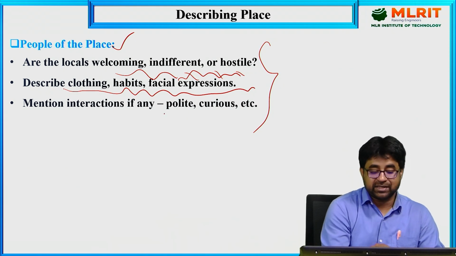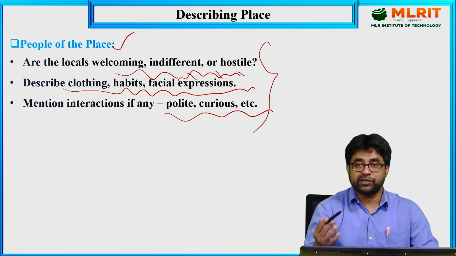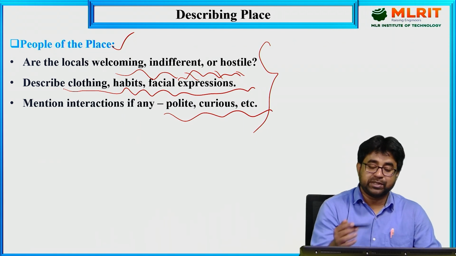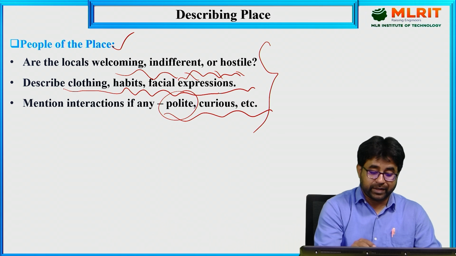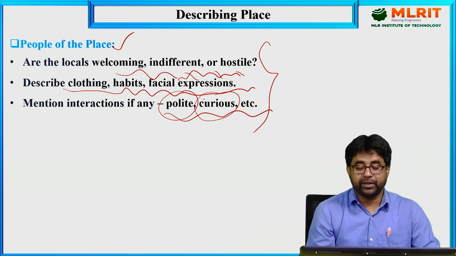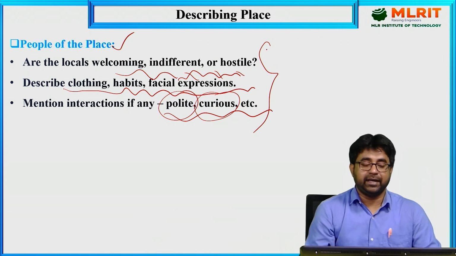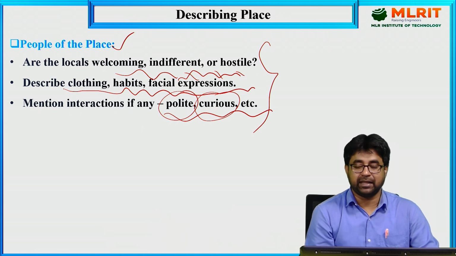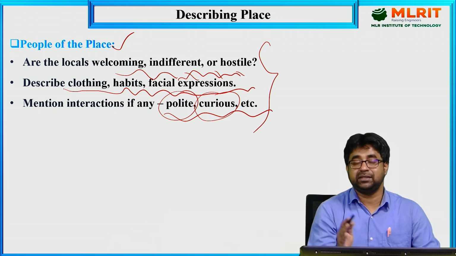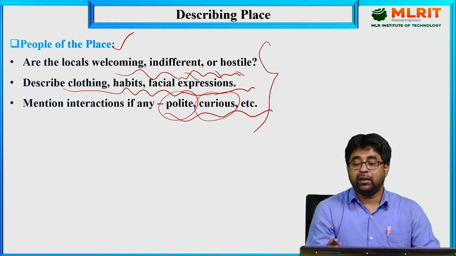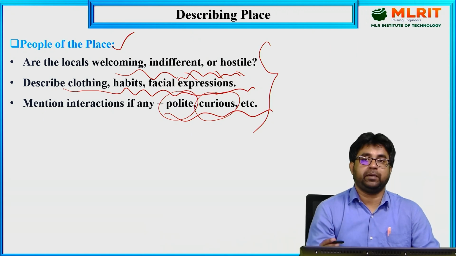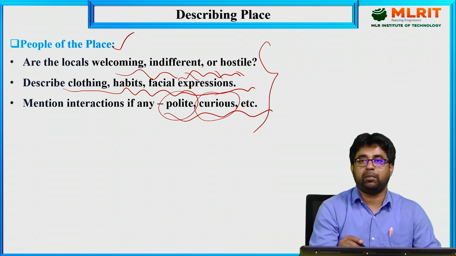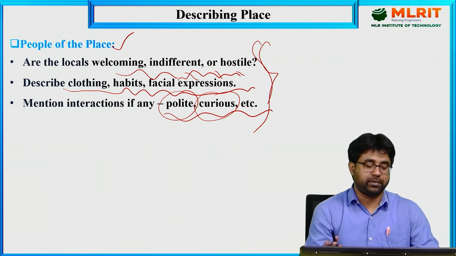Mention interactions, if any. Like, let's say if you have experience of interacting with them, you can talk about what your experience was, whether they were polite, whether they were curious while talking with you. So all those details you can include. Fine. So people of the place also you should be talking about. Please understand that. Otherwise, your description remains incomplete, because people are always an important part of a place. Without people, a place is incomplete. So that's why you need to talk about the nature of the people of that particular place.